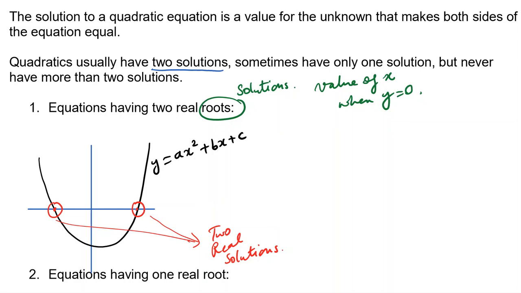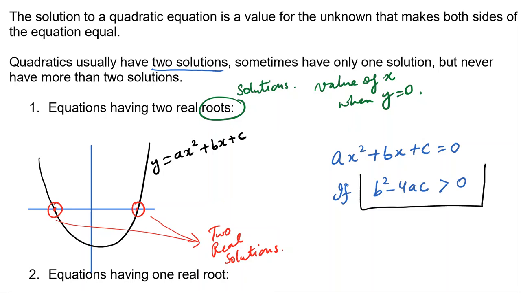We have two solutions. And one thing you can do, just by looking at the expression, is you don't need to always graph your parabola. You can only look at the expression. If b squared minus 4ac is greater than 0, then we have two solutions. So you can even figure out algebraically how many solutions you're going to get. Look at the value of b squared minus 4ac. If that is greater than 0, you're going to get two solutions.